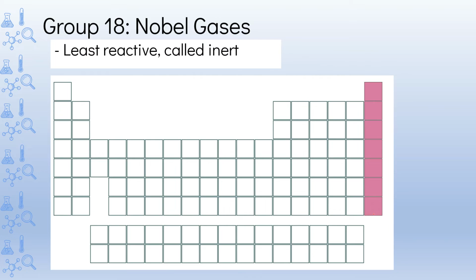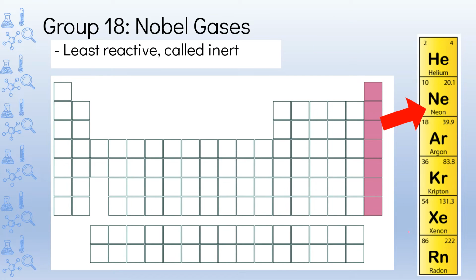It's highlighted in pink here for you. And these are the least reactive. We call them inert. That's why they weren't discovered till later on. So they don't really do that much stuff. And so here's my wonderful noble gases. They're just kind of hanging out.